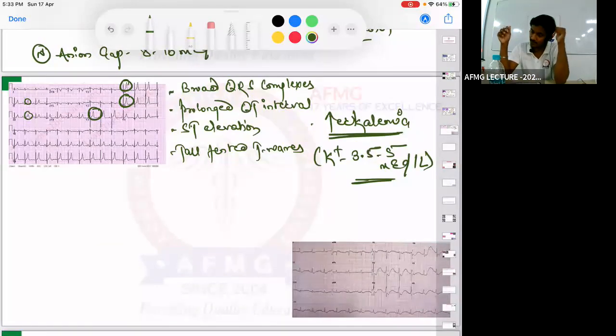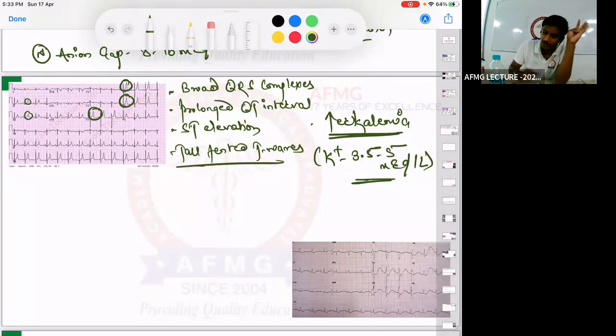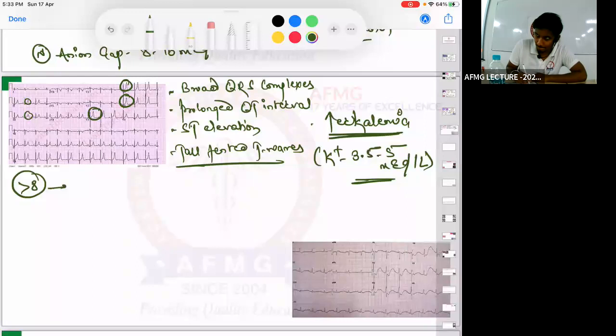First is broad QRS complex. Second is prolonged QT interval. Third is ST elevation and fourth is tall tented T wave. एक ही याद रहता है हम सबको, tall tented T wave, but कभी-कभी ECG में नहीं दिख जाता हो, तो इसलिए घबराना नहीं. All of the others are also findings of hyperkalemia, right? In hyperkalemia, when the potassium level will exceed 8 milliequivalent, the patient will suffer from which type of cardiac arrest?